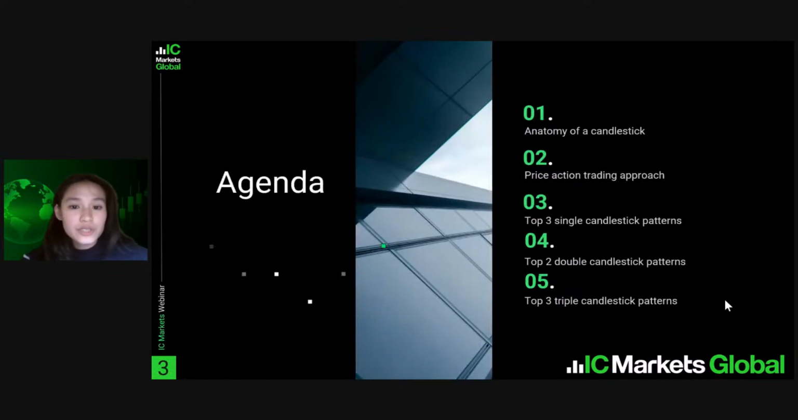So here's our agenda for today's price action masterclass. We're gonna start off by looking at the anatomy of a candlestick, followed by the price action trading approach, the top three single candlestick patterns, top two double candlestick patterns, and top three triple candlestick patterns.